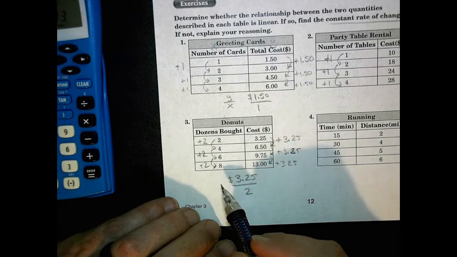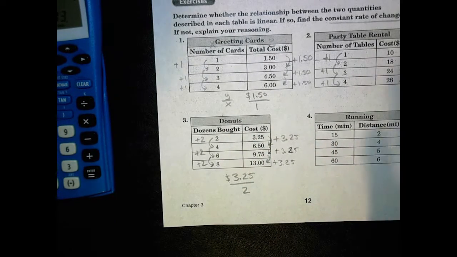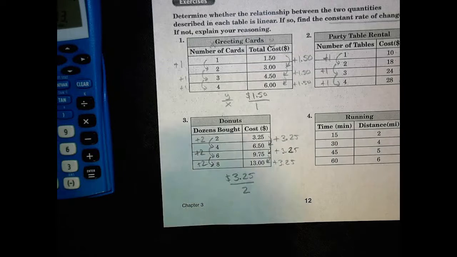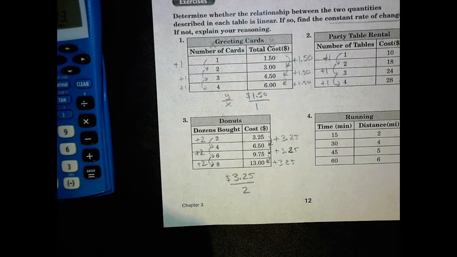And that's our constant rate of change, meaning that the cost of donuts is not changing depending upon how many dozen you buy. It stays exactly the same. So that becomes my constant rate of change for that one there.